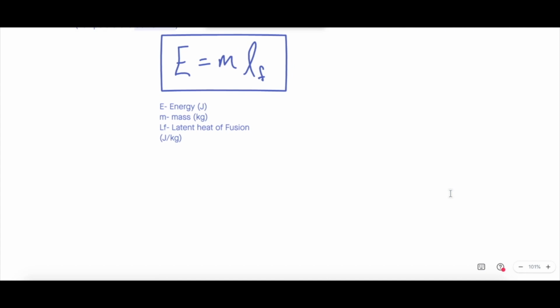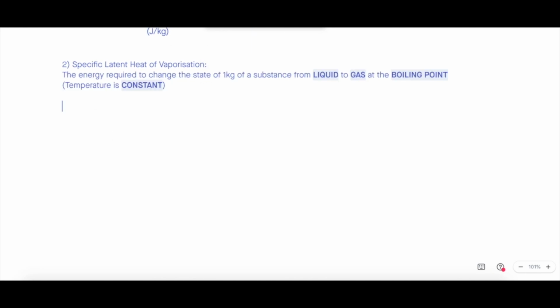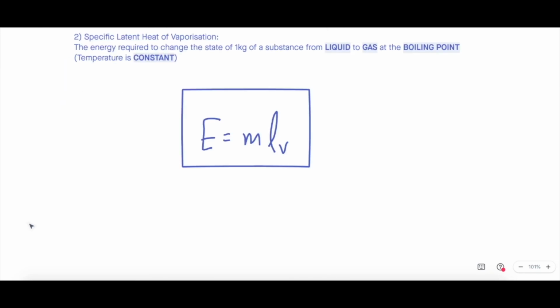Okay, so the second type of latent heat is specific latent heat of vaporization. The definition is very similar to what we had for fusion. The difference is the energy required to change the state of 1 kilogram of a substance, this time from liquid to gas, and it happens at boiling point, not melting point. Similar equation, just instead of latent heat of fusion, you have latent heat of vaporization.